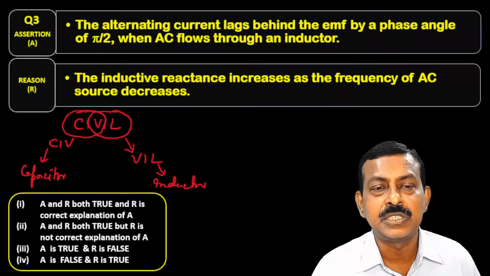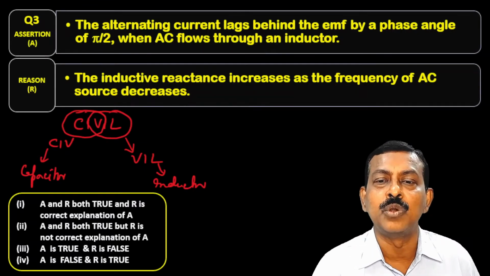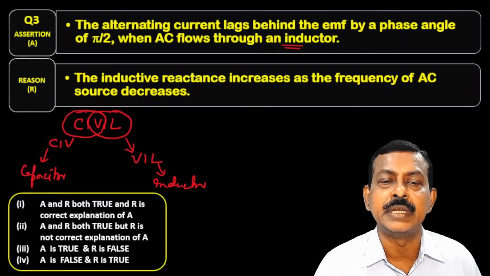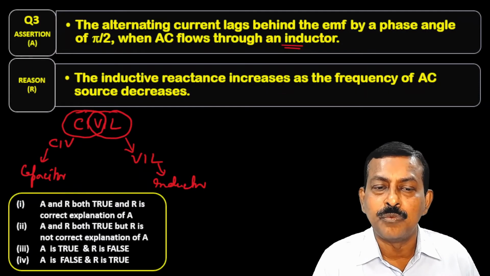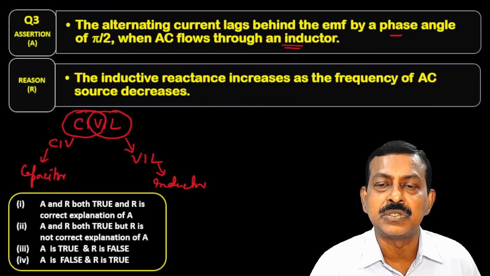So here you can see what is given. Alternating current lags behind voltage by a phase difference of pi/2 when it flows through an inductor. So in an inductor, it is the voltage which is leading, that means the current will be lagging behind. So this is true.